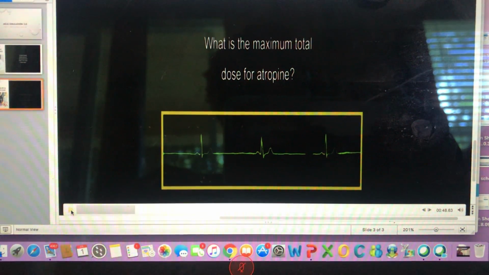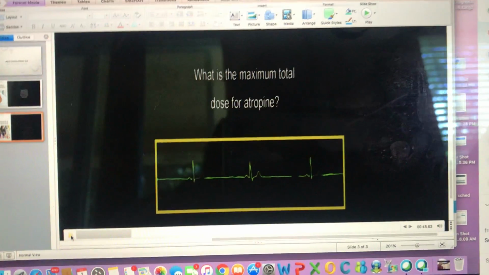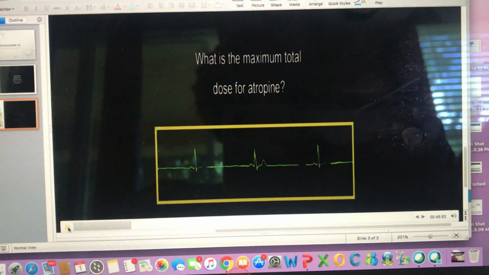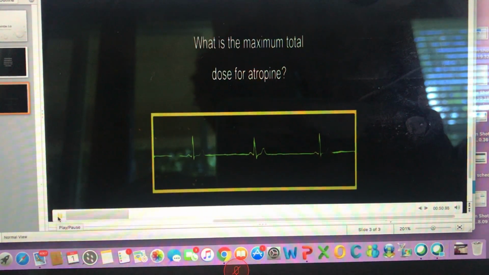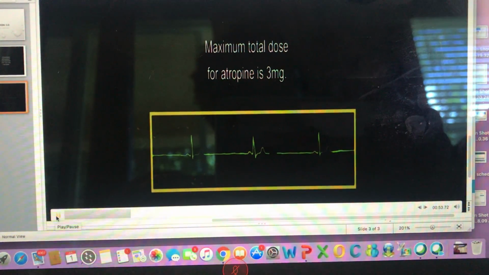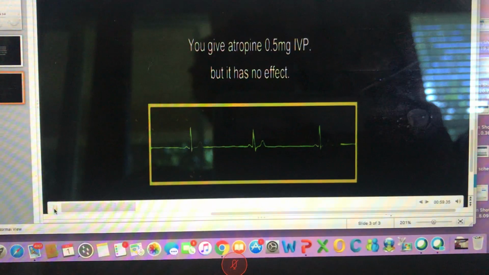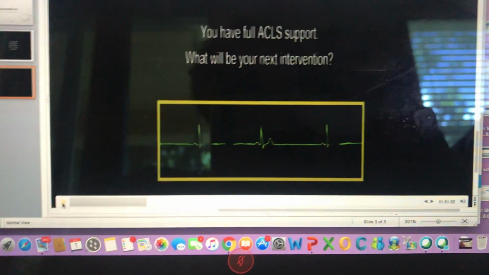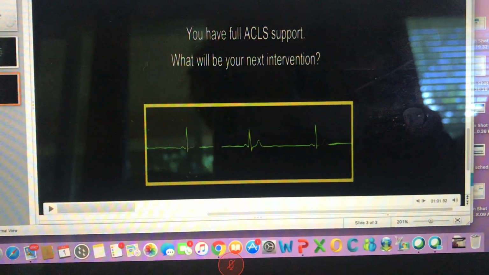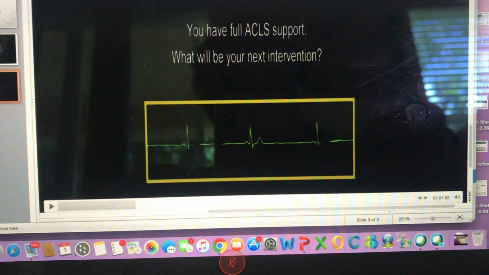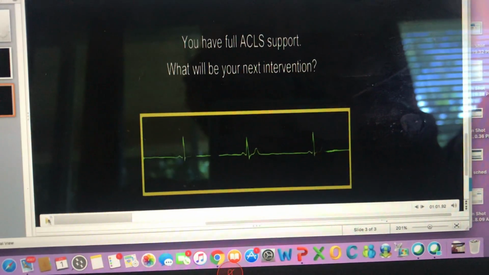So what's the maximum atropine? 3 milligrams. It's 3 milligrams. All right, maximum on our algorithm. They say a little different, but let's see, who is our next? What's our next intervention if your atropine has not assisted you, Katharina? We would transcutaneously pace. Very good.